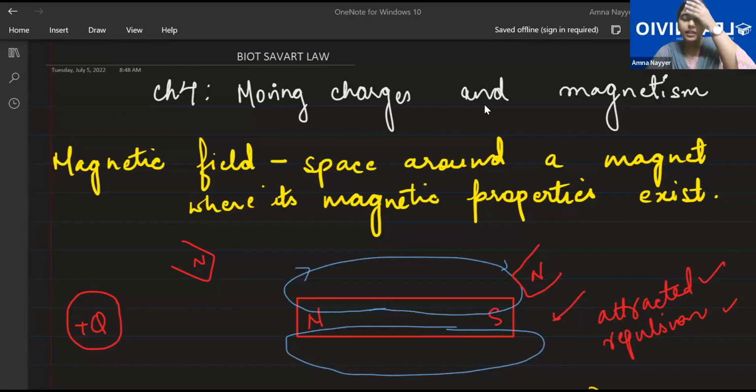Okay, good evening, class. So we just started with magnetic field. We didn't complete much of it. Let us just continue.